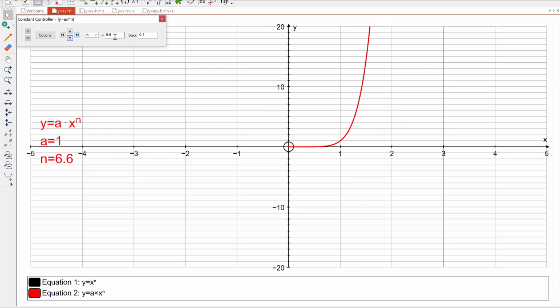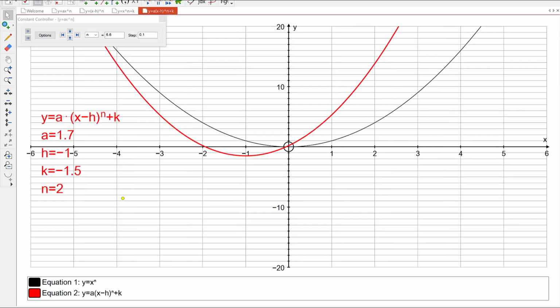So just wanted to give you that sense. So all the transformations that we understand from our parabola apply no matter what the degree is.